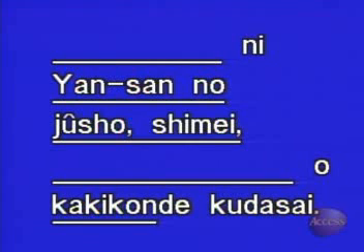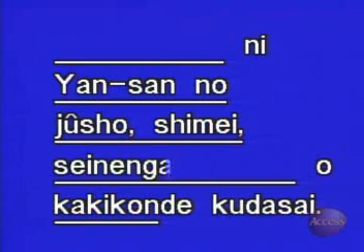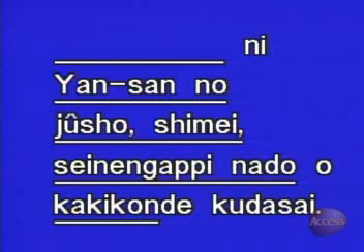Next, 氏名。This means name. Note that in Japanese, the usual word order is not name and address, but jusho, shimei. And finally, 生年月日など。Seinen gappi means date of birth, and nado means and so on.